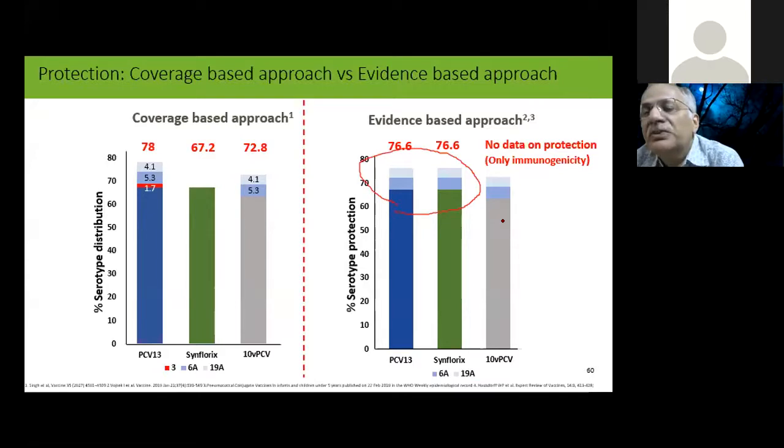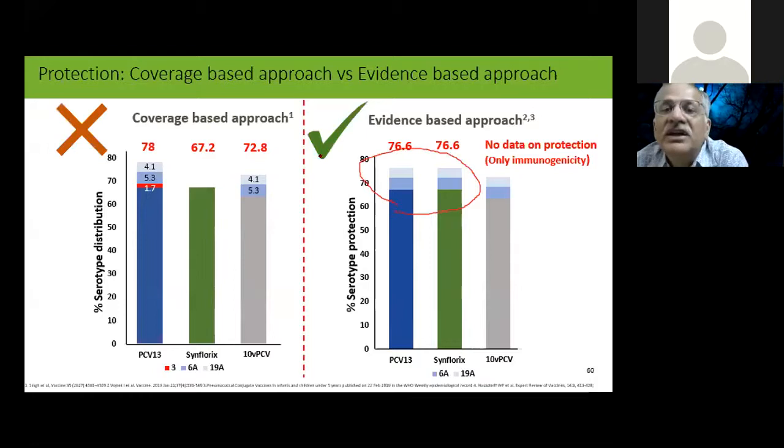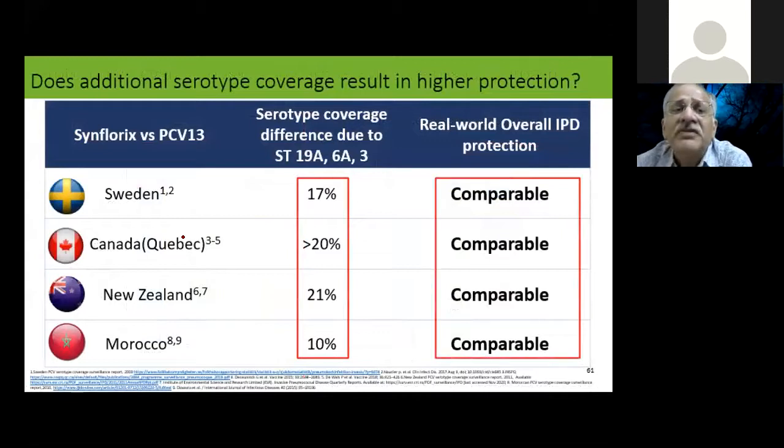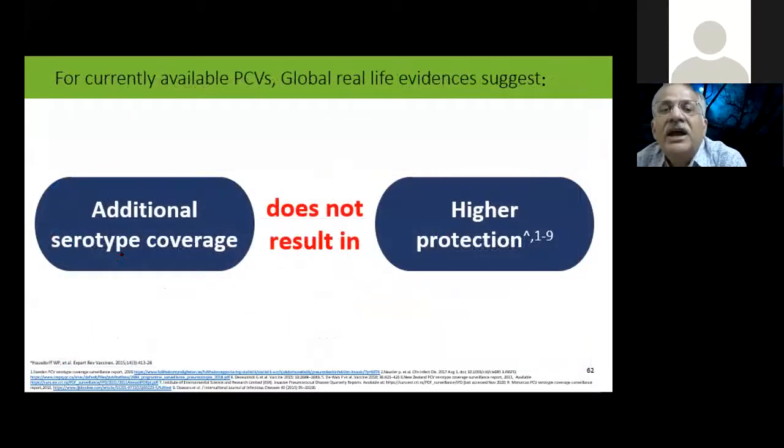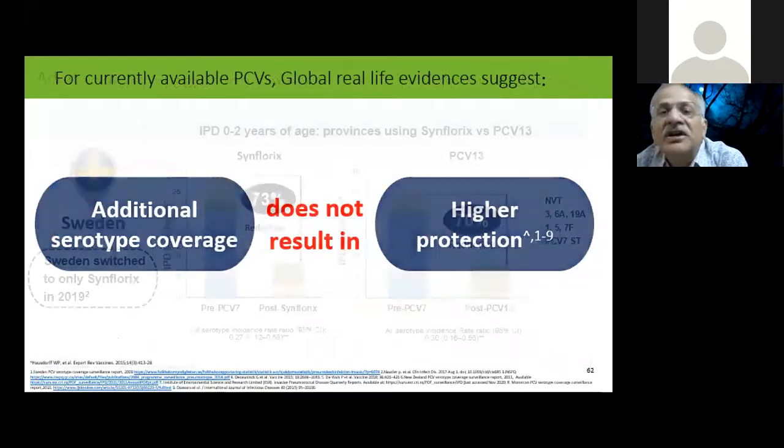And obviously, since the new PCV10 is new, there is no data which shows you any evidence-based report. They want to tell you that this is what is more important, evidence-based. And they have evidence in countries like Sweden, Canada, New Zealand, where they say that if you go only by the serotype coverage difference, the difference between the serotypes present in the vaccine, meaning 3, 6, and 19 were not there, the serotype difference was 17, 20, 21, 10%. But when you see real-world overall IPD protection, it was comparable. So according to them, if the serotype is not in the vaccine, the cross protection still helps. And additional serotype coverage does not result in higher protection.